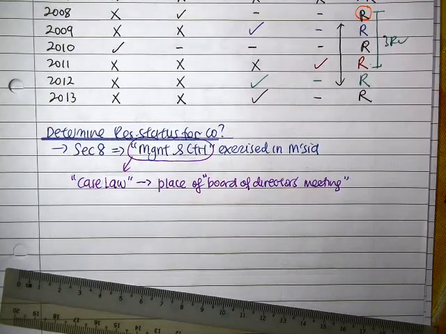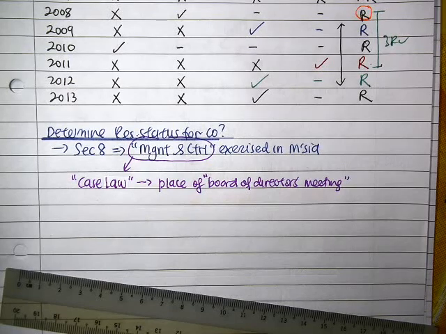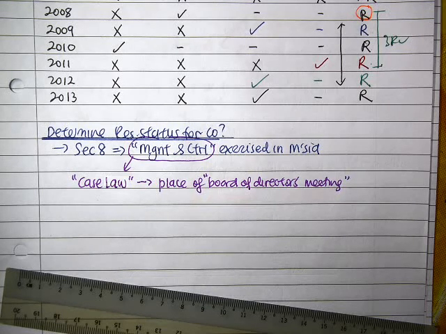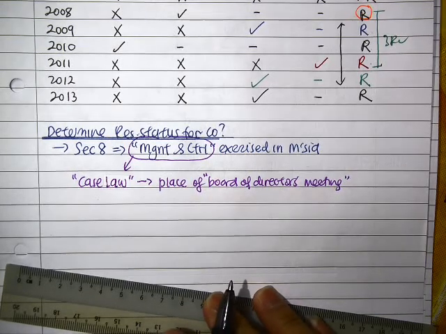The place of the board of directors meeting, because when the board of directors meet, they make decisions, and when they make decisions, they are managing and controlling the business. Can you see that? So we look at it as the board of directors meeting. But you see, these are old cases. Last time technology was limited. Video conferencing was something very hard to come across and not common. So that's why we don't see these types of cases very commonly.